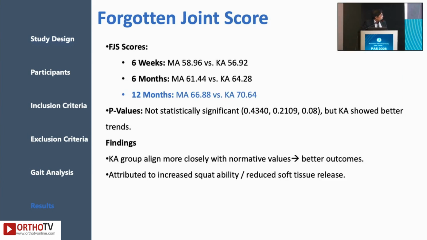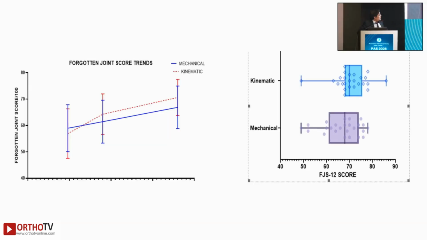The functional scores were measured up to 1 year. We are waiting for our 5-year result to come so that we can then publish. At 1 year, there was no statistically significant difference in scores as far as the Forgotten Joint Score was concerned. However, the kinematic group aligned more closely with the normative values. So these are the Forgotten Joint Scores, and they were better with the kinematic as compared to the mechanical.